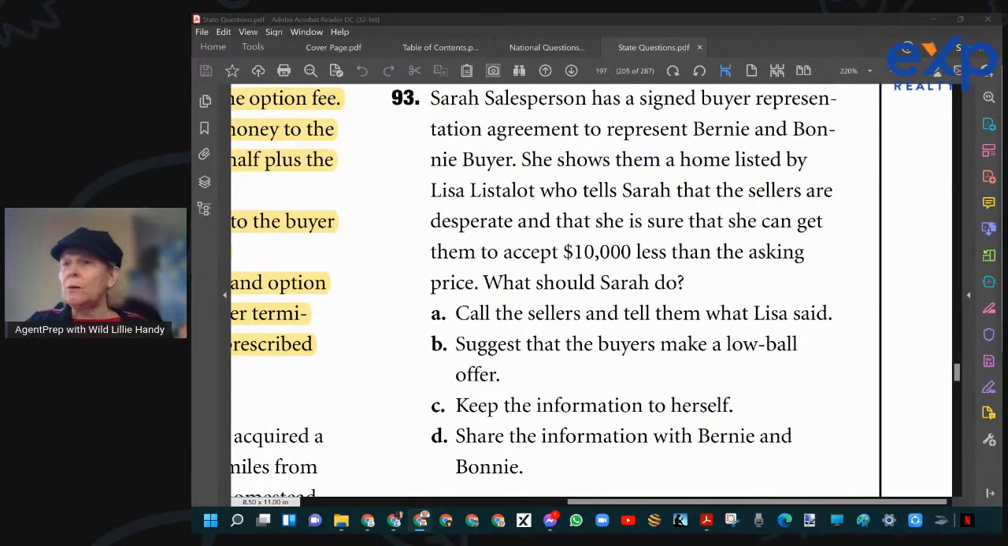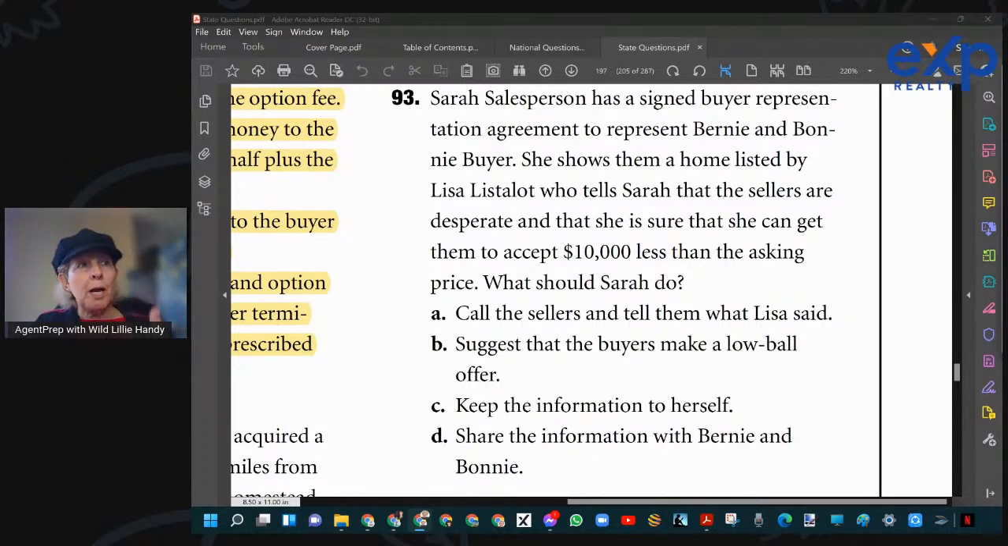And why? Because we don't represent the seller. The seller agent told us that. And so that listing agent was not doing her fiduciary duty. That is personal and should not be disclosed.